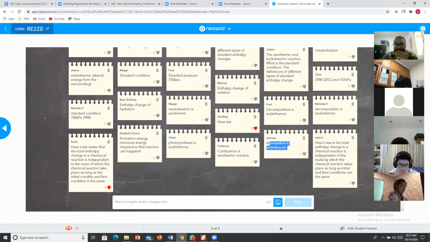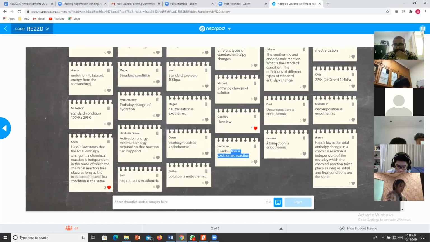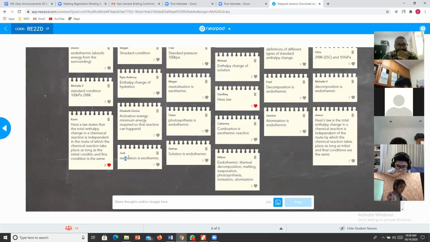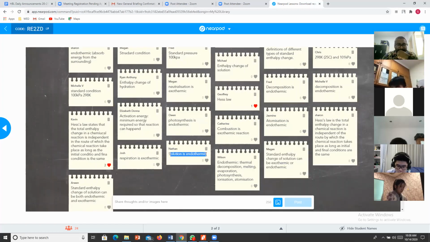Atomization enthalpy is endothermic. Yes. Okay, can you name another 2 reactions that are going to be endothermic, apart from photosynthesis? Okay, apart from decomposition, there are 2 more. Combustion is exothermic, okay. Atomization, endothermic, okay. Respiration is exothermic, okay. Nathan, okay. Solution is endothermic.